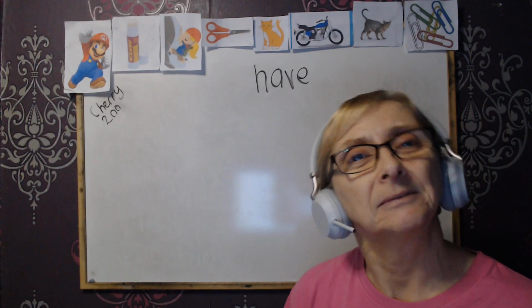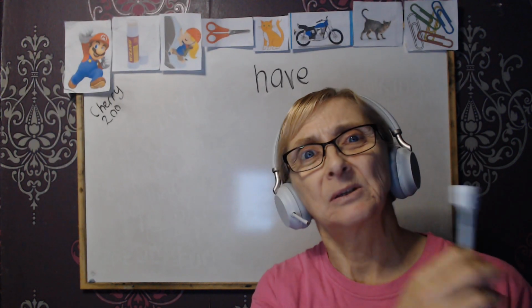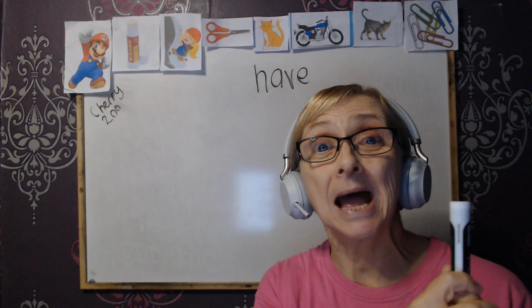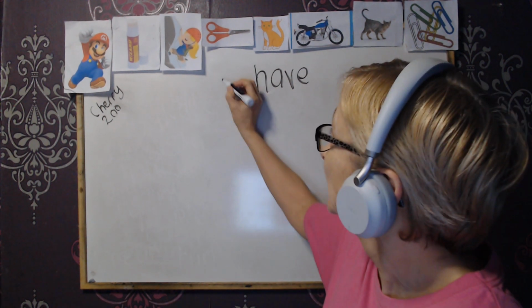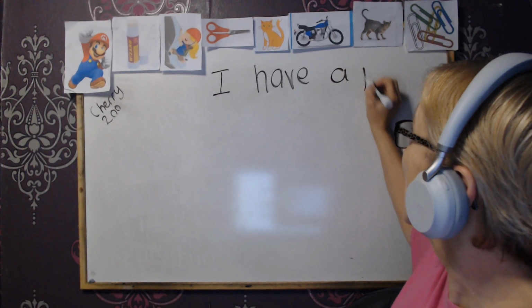Have. I have a pen. That's possession. Have. To have is possession. I have a pen. So let's write that one down. I have a pen.